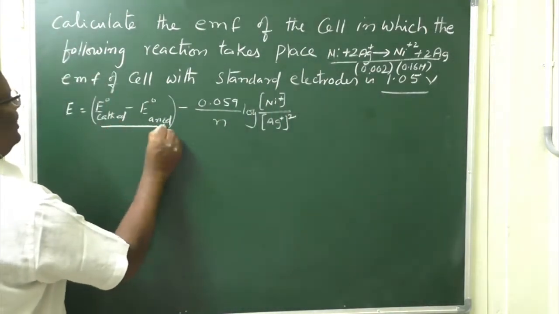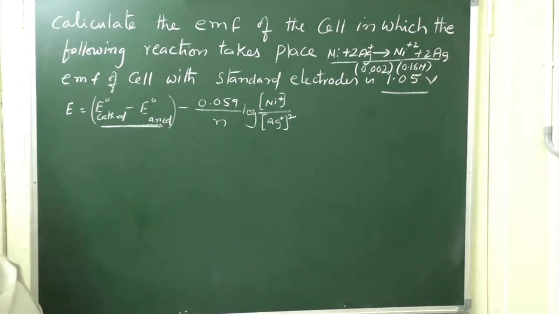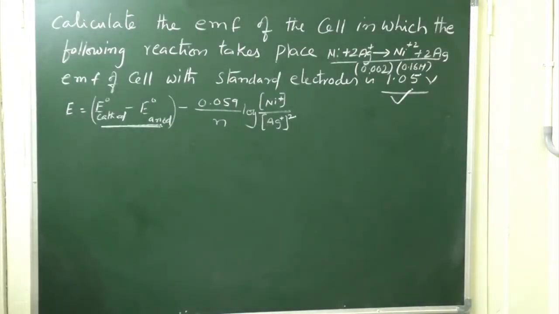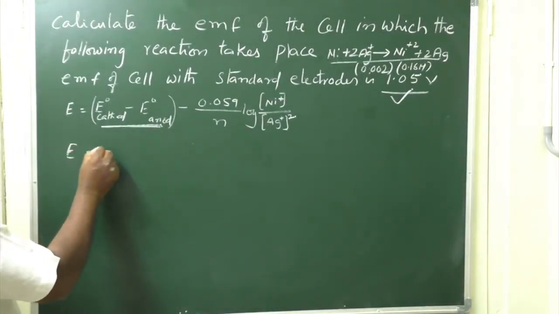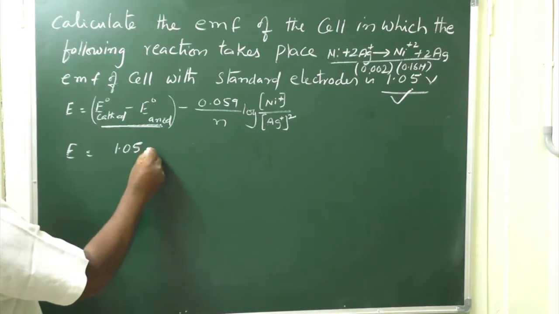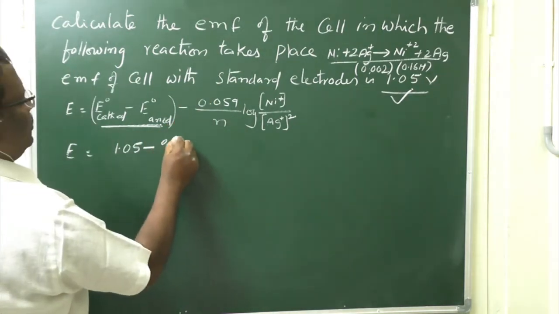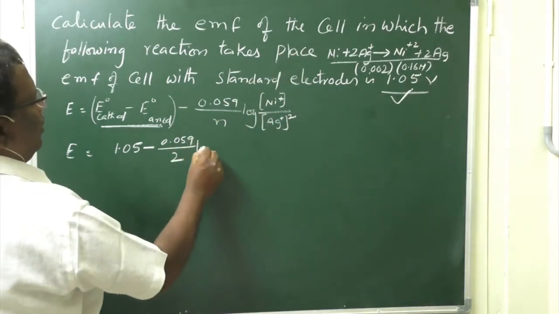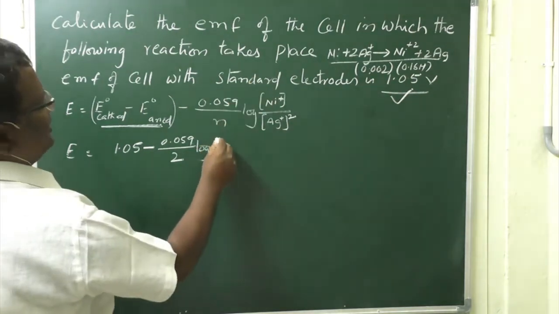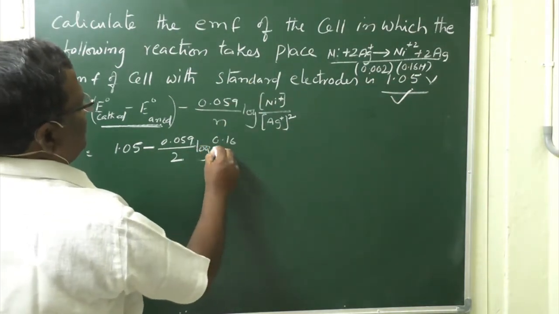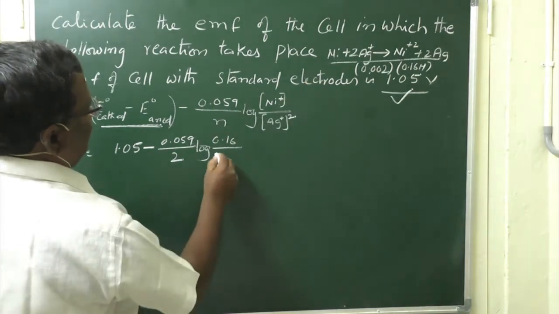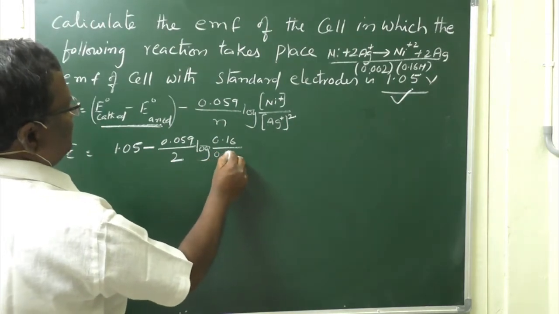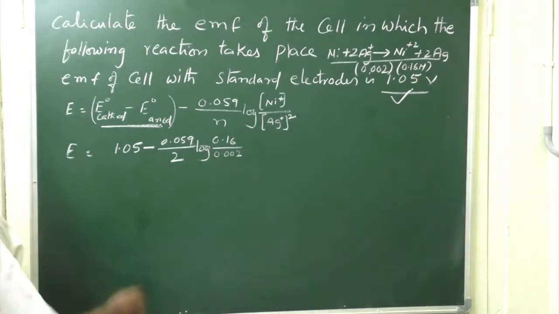Now here, the difference of the standard electrode potentials of anode and cathode is given here. It will be equal to 1.05 volt. So this will be 1.05 volts minus 0.059 by n, where the number of electrons involved is 2, times log of the concentration of nickel ions, 0.16, by the concentration of silver ions, 0.002.